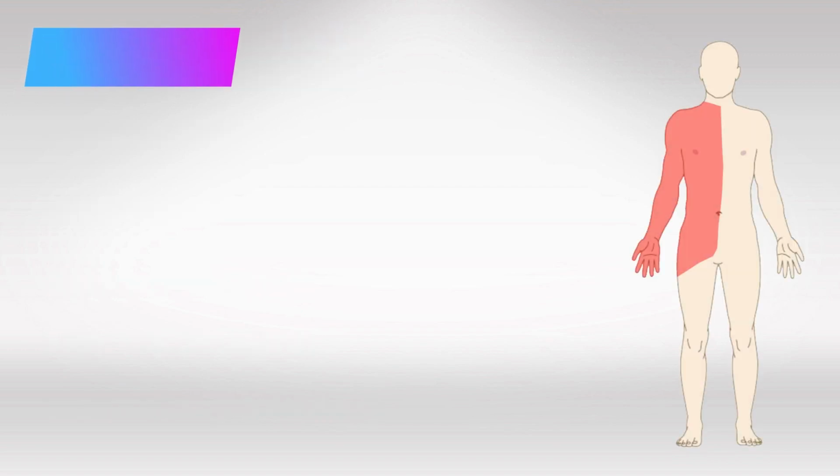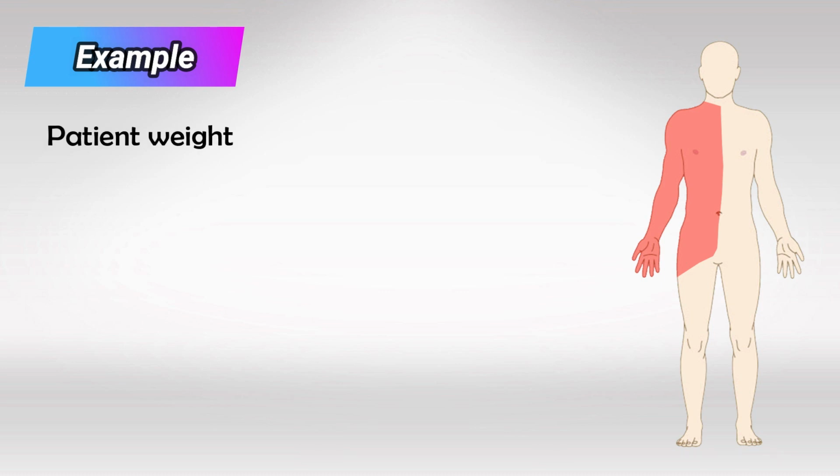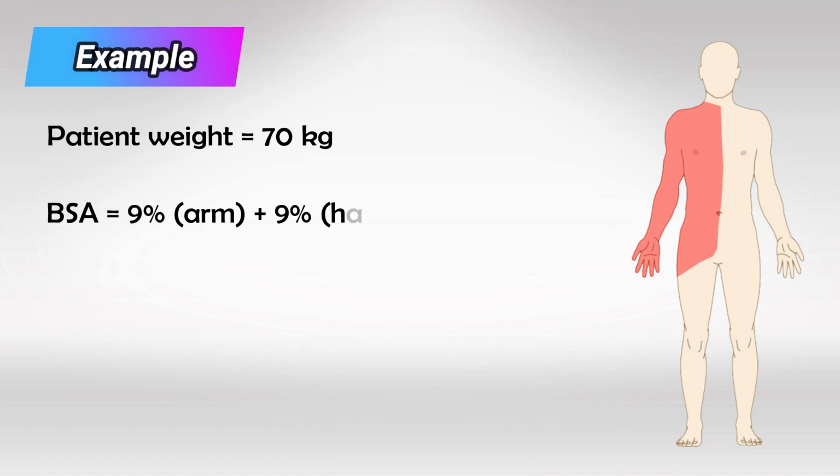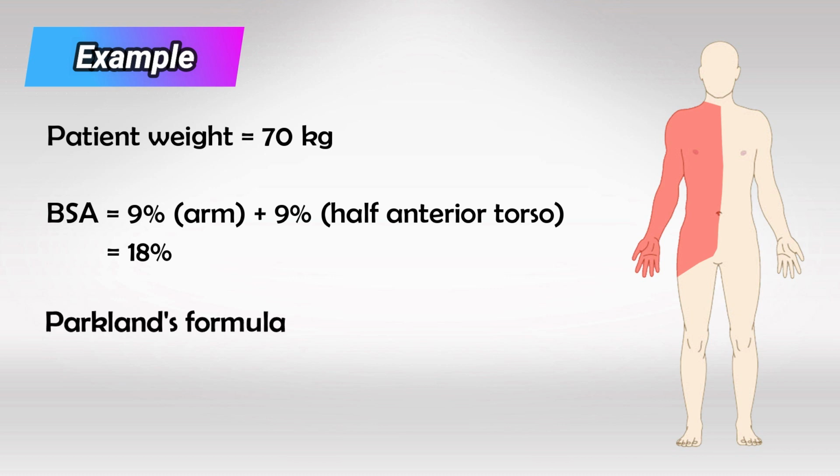So for example, if a patient came in with this burned area, and they weigh, for example, 70 kilograms, we can see that the body surface area injured is the arm, which is 9%, and half the torso, which is also 9%, totaling 18%. So we plug this into the Parkland formula, 4 ml multiplied by 18% multiplied by 70. We give half this amount in the first 8 hours, and the other half in the next 16 hours.